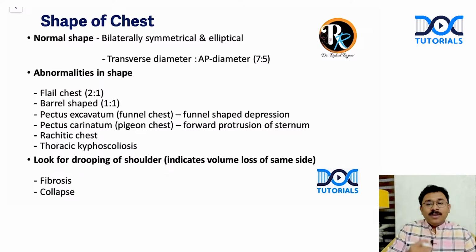Okay. Now, what are the abnormalities in shape? Again important. The examiner might ask you, tell me a few examples of abnormalities in the shape of the chest. Flail chest, when this same diameter ratio becomes 2:1. Barrel shaped chest, 1:1. Pectus excavatum, or a funnel shaped chest, where you get a funnel shaped depression over the anterior part of the chest. Pectus carinatum, or pigeon chest, where you get a forward protrusion of the sternum. Then a rachitic chest, where you get bead-like projections in the chest, as in rickets. And also you may have thoracic kyphoscoliosis.